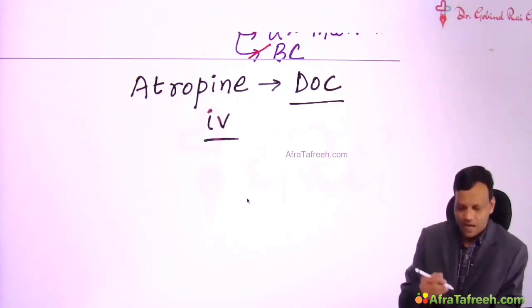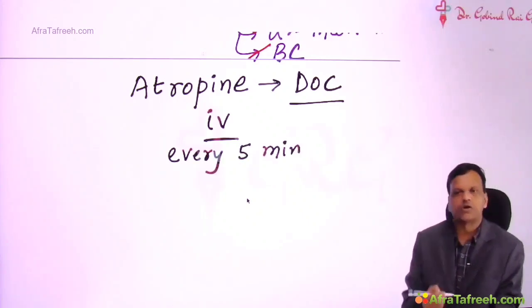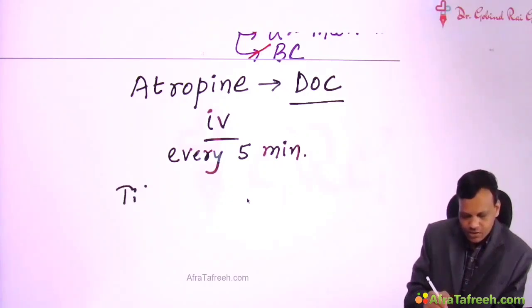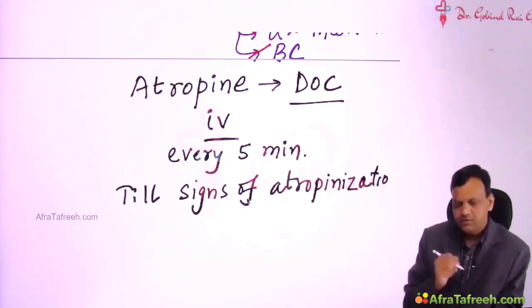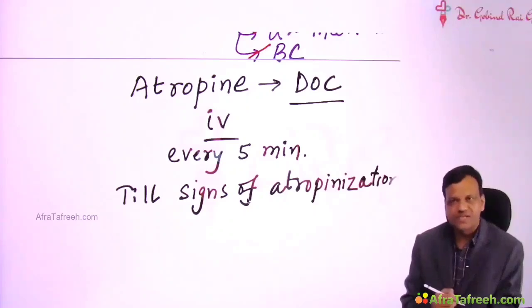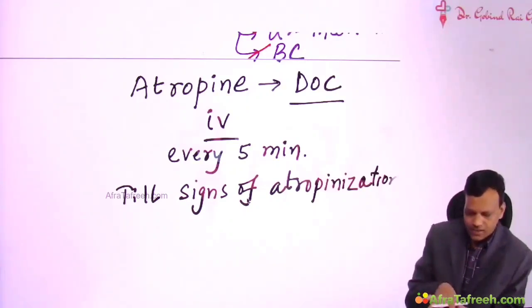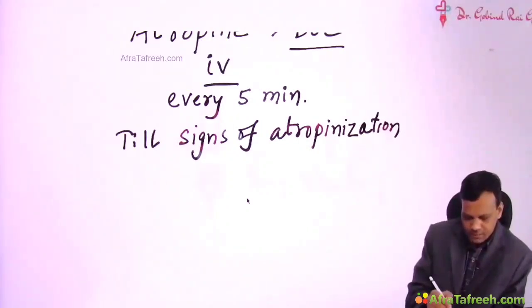And we will keep on repeating atropine every 5 minutes till signs of atropinization come. Signs of atropinization mean these are signs which will tell that we have reached the effective dose of atropine. And the important signs of atropinization are, 3 signs are mainly checked.